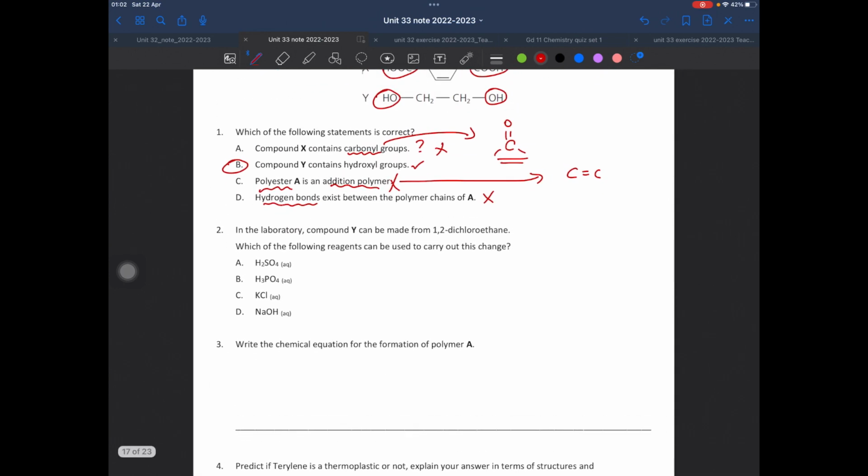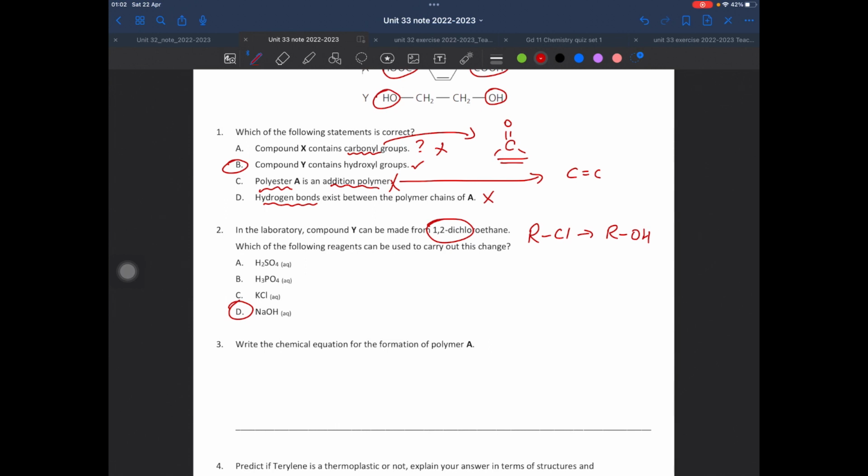Question 2, compound Y is made from dichloroethane. Well, that means you are required to change from a chloro compound to a hydroxyl compound. So which of the following chemicals can help you? Easy. It is sodium hydroxide solution for sure.